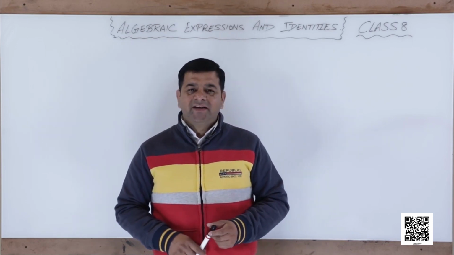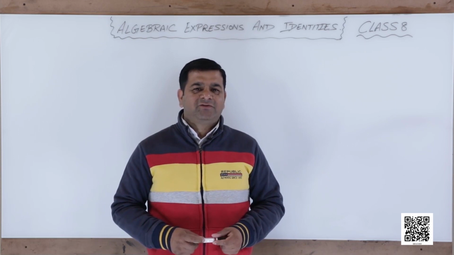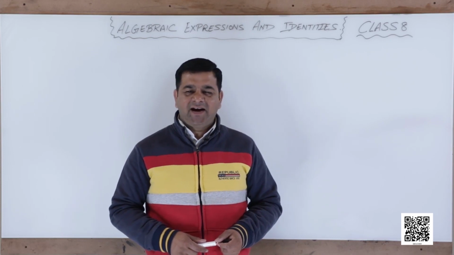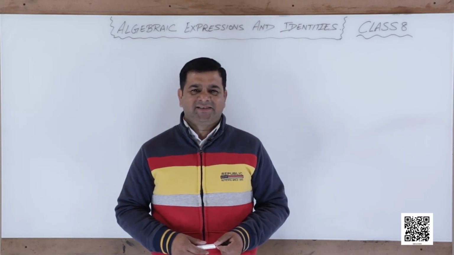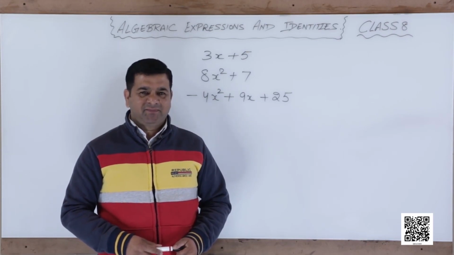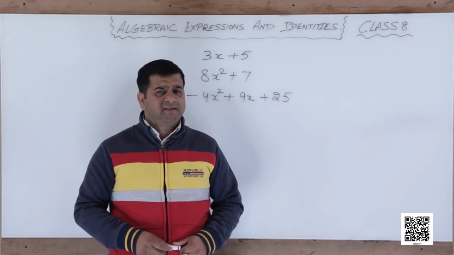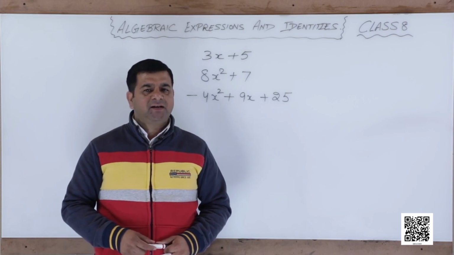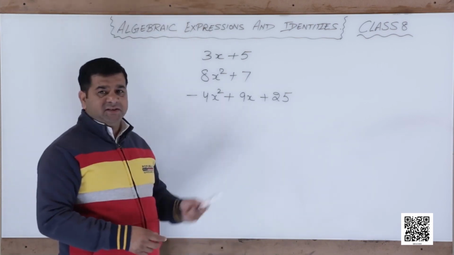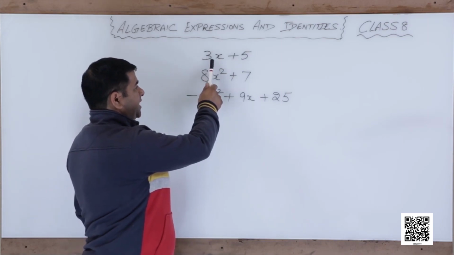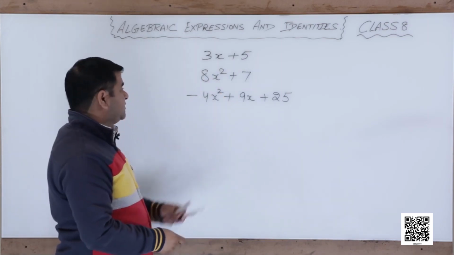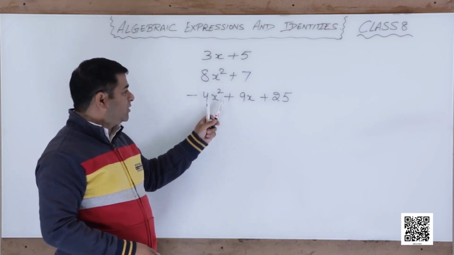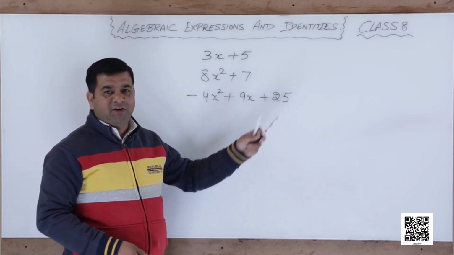Students, today we are going to start a new unit from class 8, that is Algebraic expressions and identities. So let's start. Algebraic expressions. Students, we have already studied that algebraic expressions are formed with the help of variables and constants. We have some expressions here. Let's read them. First one is 3x plus 5. Second expression is 8x square plus 7. And the third one is minus 4x square plus 9x plus 25.